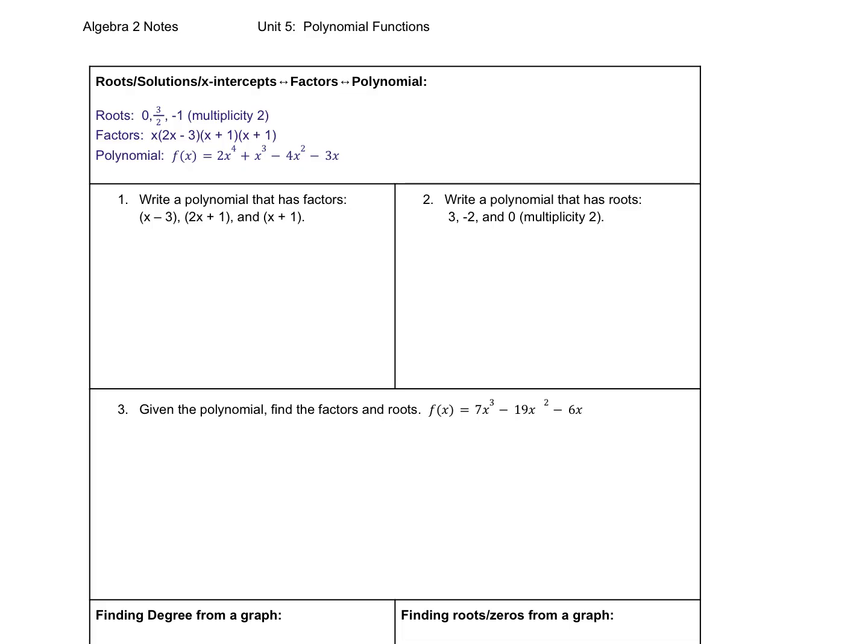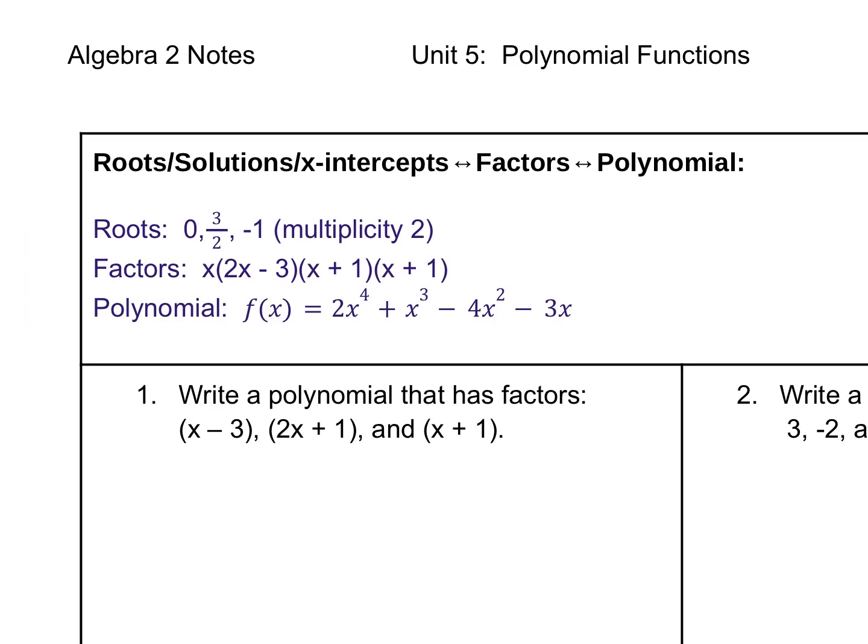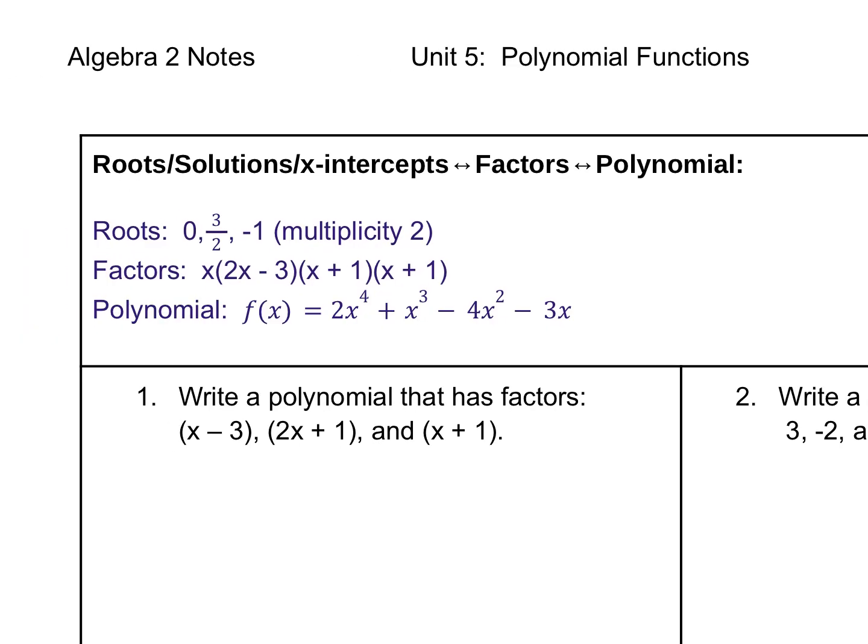So up top here you can see we have some roots. Obviously, those roots came from factors being set equal to 0. So if you look at them, you can see that each of these factors in the second row here, when set equal to 0, gets you the roots that are above. So that factor of x got us our root at 0. Factor of 2x minus 3 got us the root at 3/2. And those x plus 1 factors, when set equal to 0, got us our solution at -1, which appeared twice, giving it the multiplicity of 2.